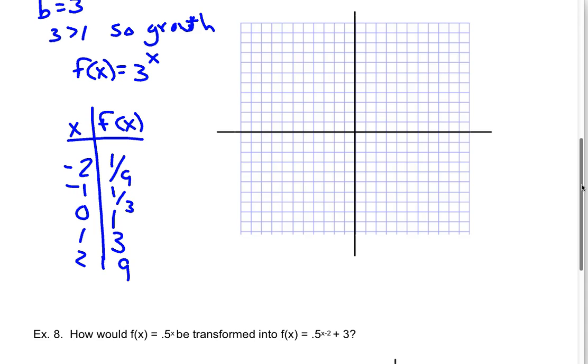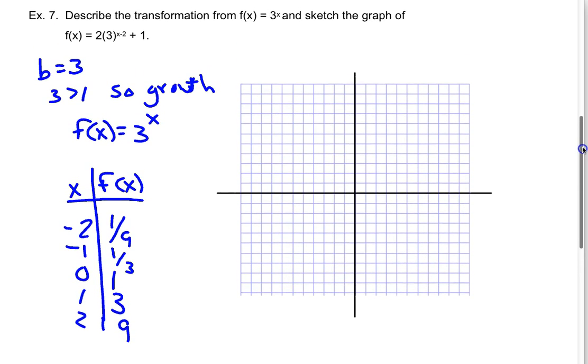So that would be what my parent function would look like. That would look like my upper left graph that we had there, an exponential growth curve. But let's go ahead and tweak it using the transformations. So what are my transformations? Well, I got to deal with this 2 out front. I got to deal with this -2 by the x. And I got to deal with the +1 at the end.